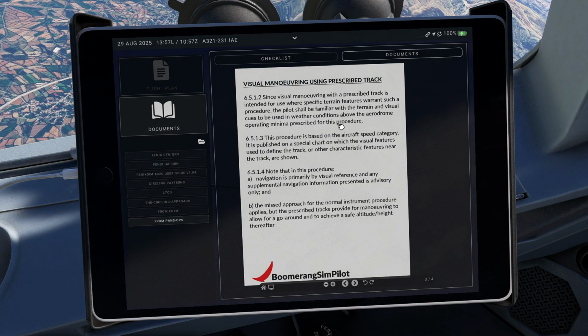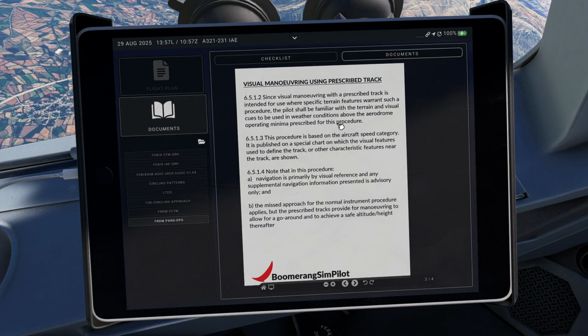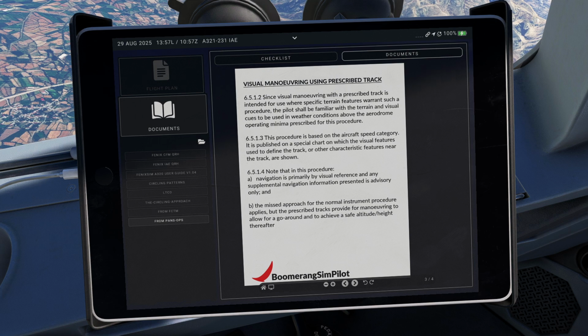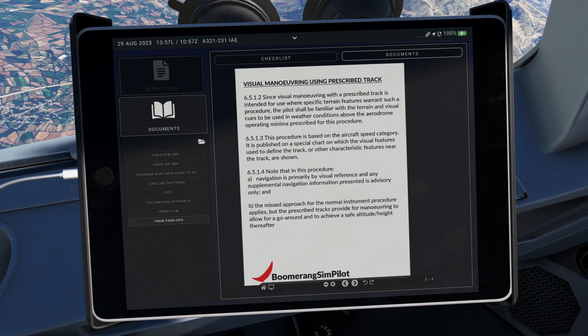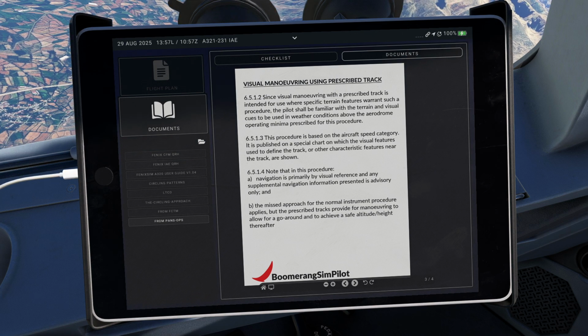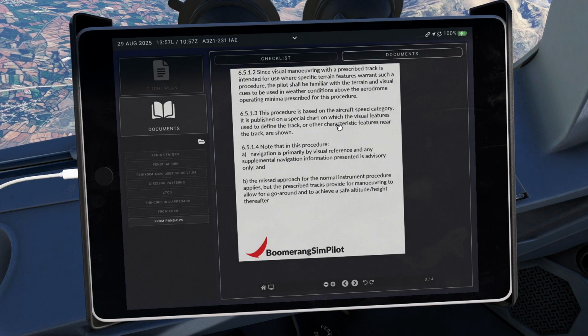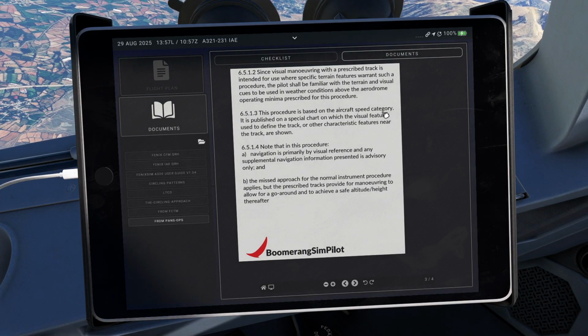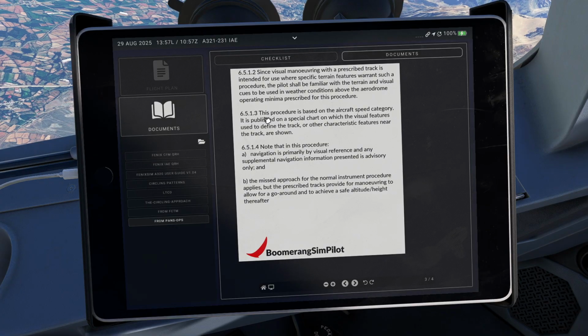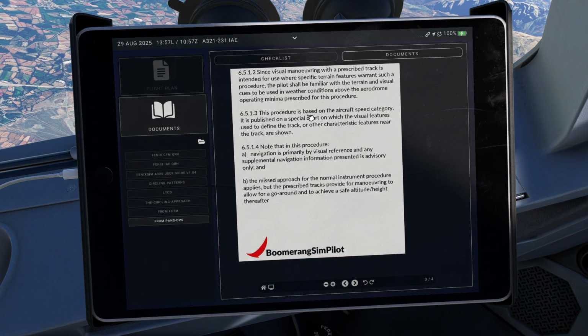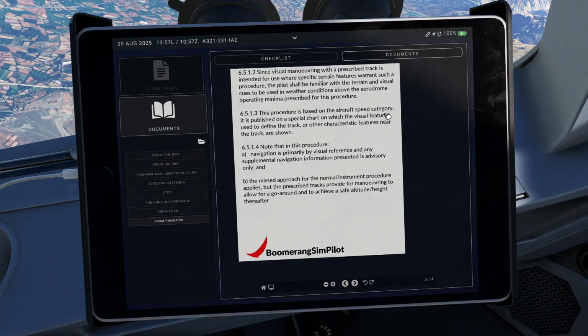We are later talking about the minimum visibility, and also today the visibility and ceiling is perfect. We do not have any limitation for doing the circling procedure and maneuver today. This procedure is based on the aircraft speed category. That's a golden key again.